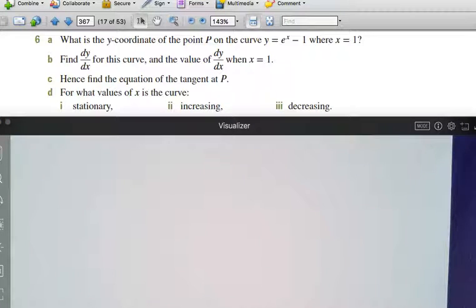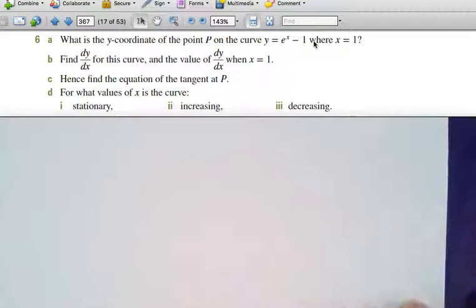I want you to spend a few minutes on this. Be careful, this is e to the power of x on its own, and then there's a big take away 1. So that minus 1 is not part of the power. So first, we've got this curve y equals e to the power of x minus 1.